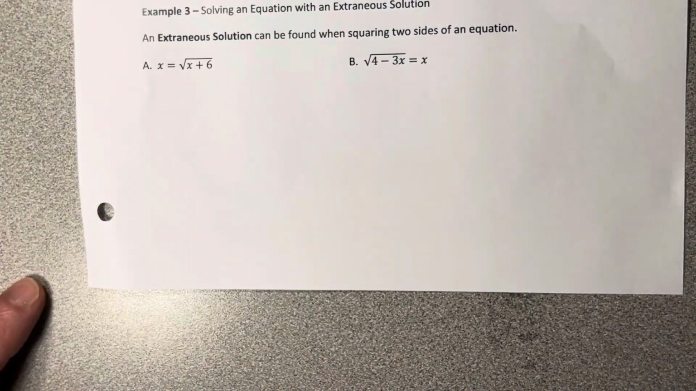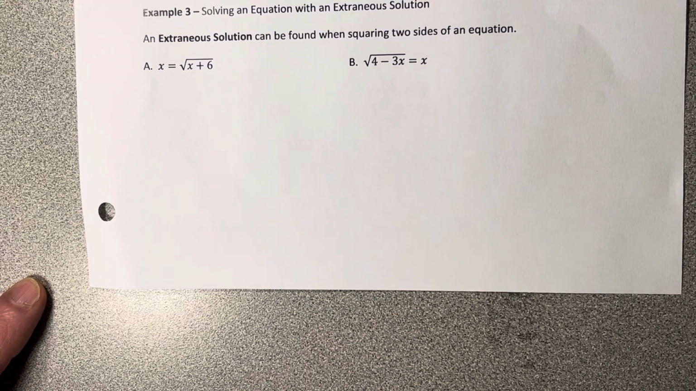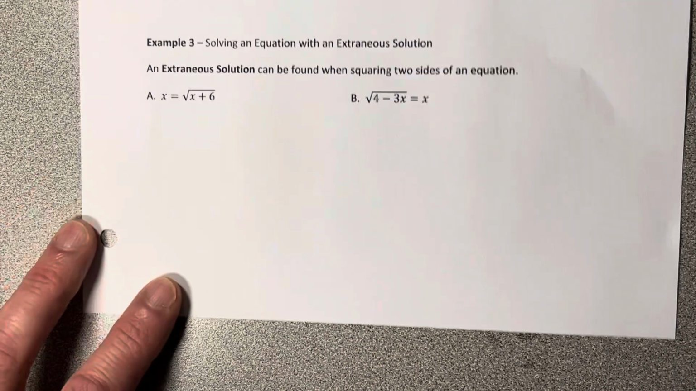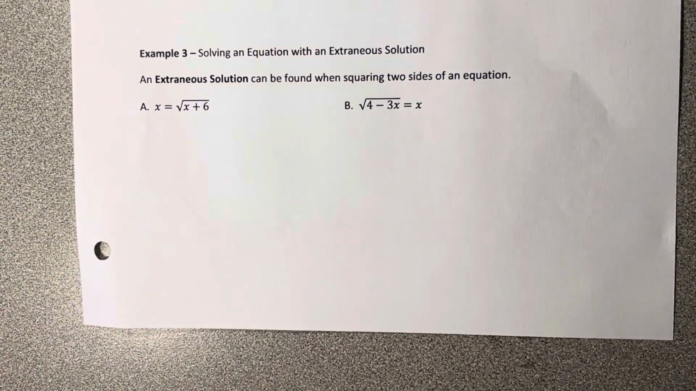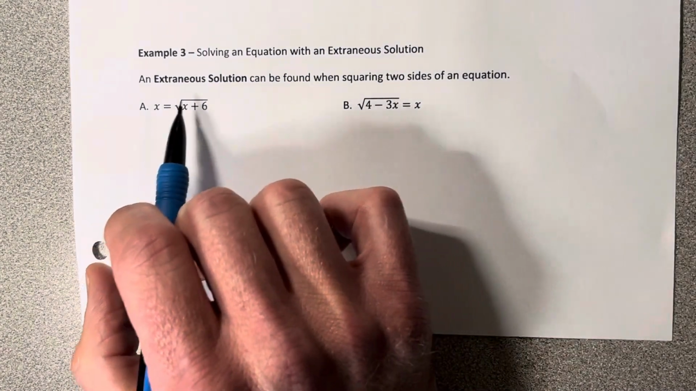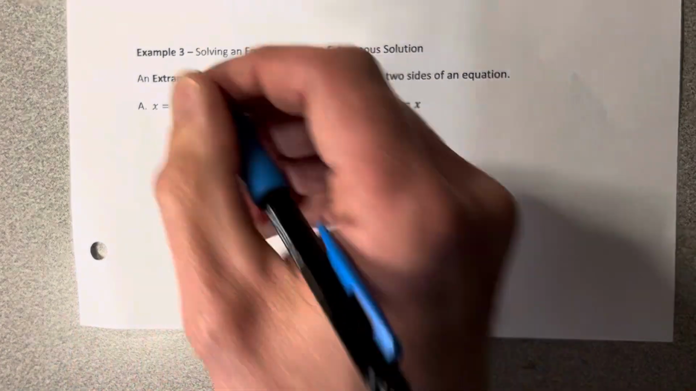Example 3 talks about an extraneous solution can be found when squaring two sides of an equation. That kind of seems like weird wording to me. An extraneous solution is possible when squaring two sides of an equation, but it's only going to be possible when you've got an x on the outside and on the inside. Now let's see how this works.